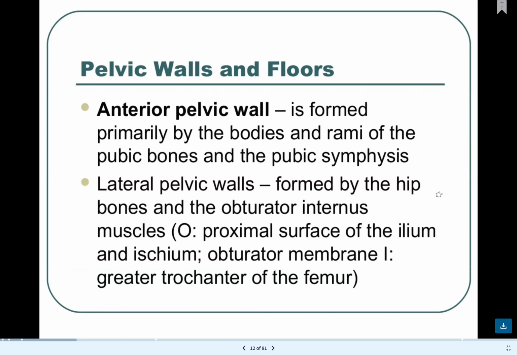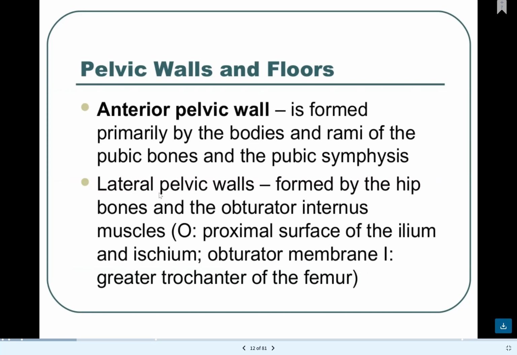Laterally, it should be formed by the hip bone, that is the coccyx. And then we should look at the obturator internus muscle. Okay, the obturator internus muscle. And then this O and I. Who can tell me what the O and I means? That's the point of origination and the point of insertion.